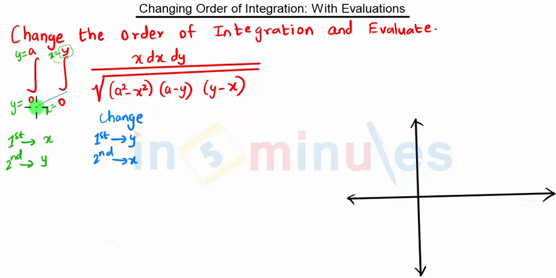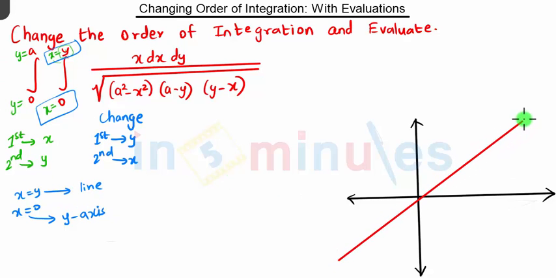Now we have to draw the diagram. To draw the diagram we need the first limits of integration, that is x equal to y and x equal to 0. X equal to y is a straight line passing through the origin. X equal to 0 is nothing but the y-axis. So we will draw these lines. We have this line, x equal to y, and this is our line x equal to 0.